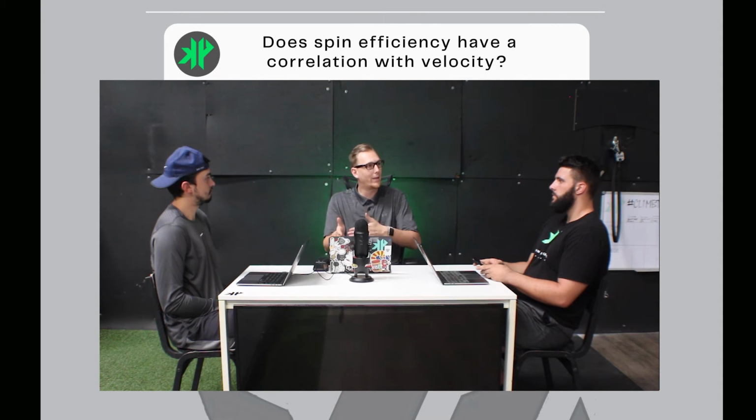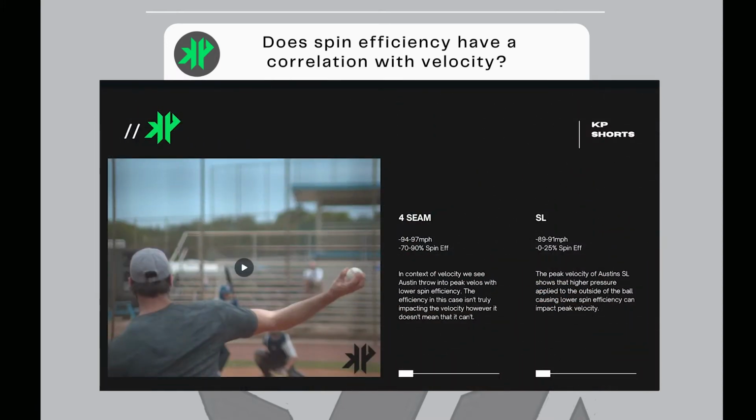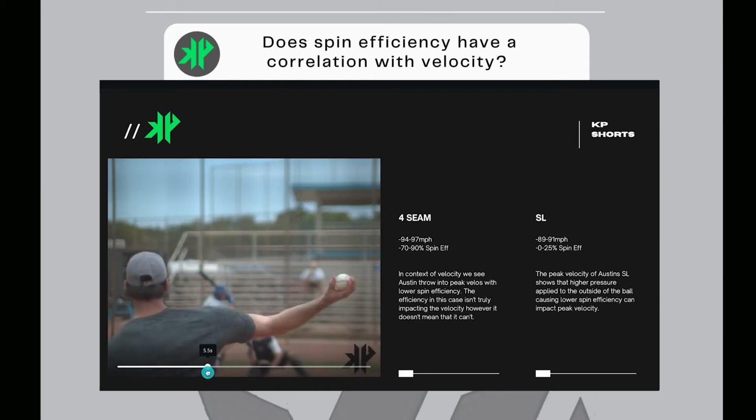Versus my fingers stay behind that ball, I'm able to more directly apply force behind the ball in the direction of the pitch, then I'm going to see a lot higher velocity, right? So if we look at Austin here again on this PowerPoint, I'm going to drag him over to the slider. You're going to see his fingers come off the side of the ball. Austin will throw a slider that's 0% spin efficiency, so a gyro slider, all the way to 25% spin efficiency.